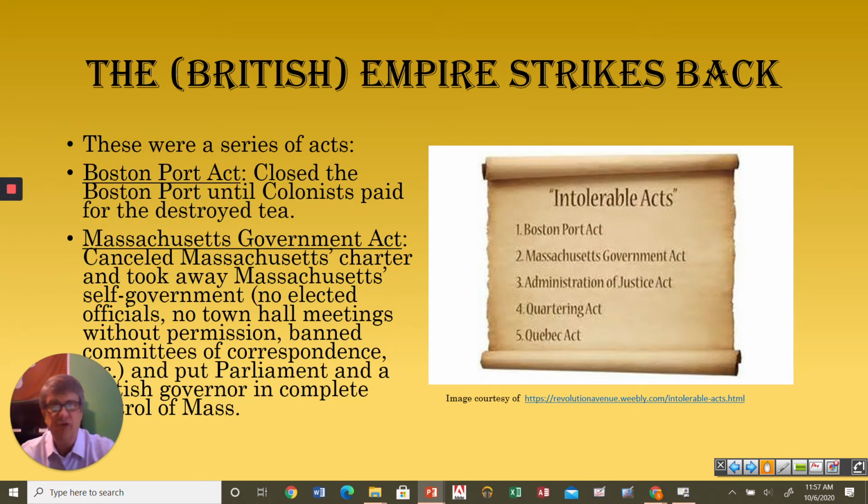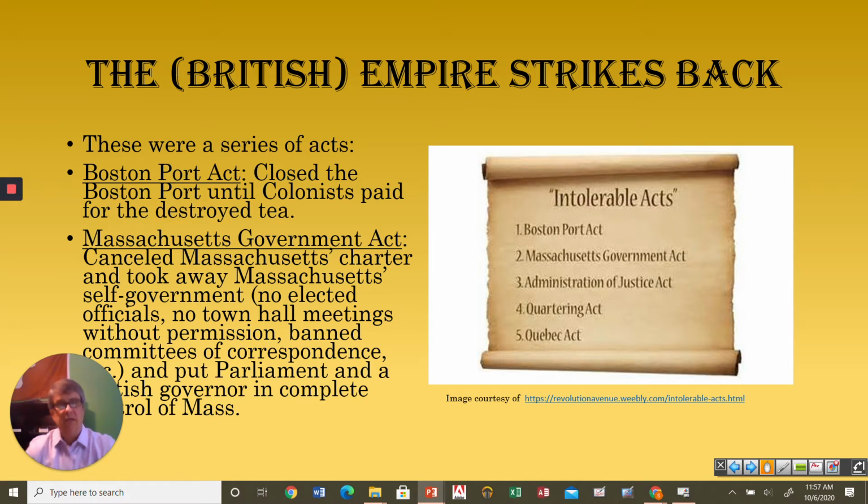Then you're going to go to the Massachusetts Government Act. This canceled Massachusetts' charter. Now that was a vocabulary word we learned early on in the course. A charter is sort of like official permission. It granted the colonists the right to create a colony and to run a colony. So the Crown and Parliament are going to take away Massachusetts' charter, and they're going to take away their self-government. They said Massachusetts was no longer allowed to elect officials. You couldn't have town hall meetings unless you had permission. These committees of correspondence in Massachusetts were banned. And then the Government Act put Parliament and a British governor in complete control of Massachusetts.